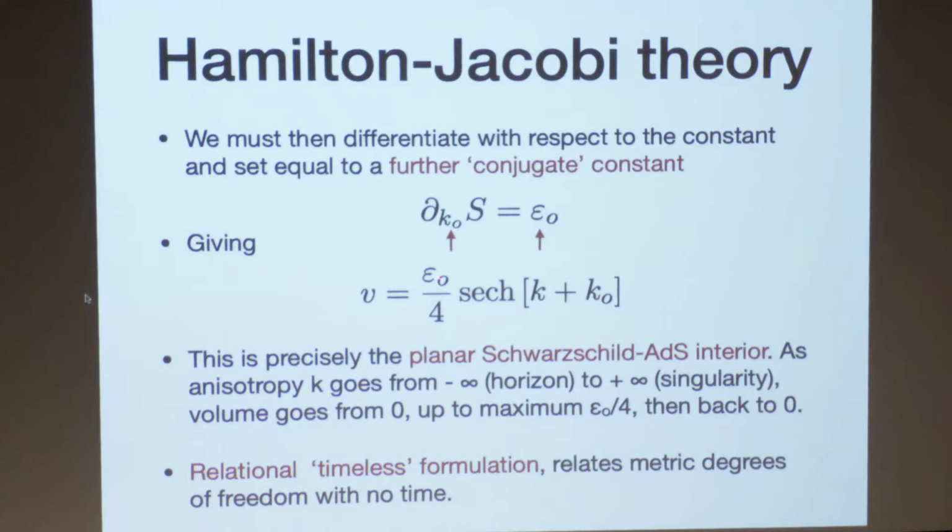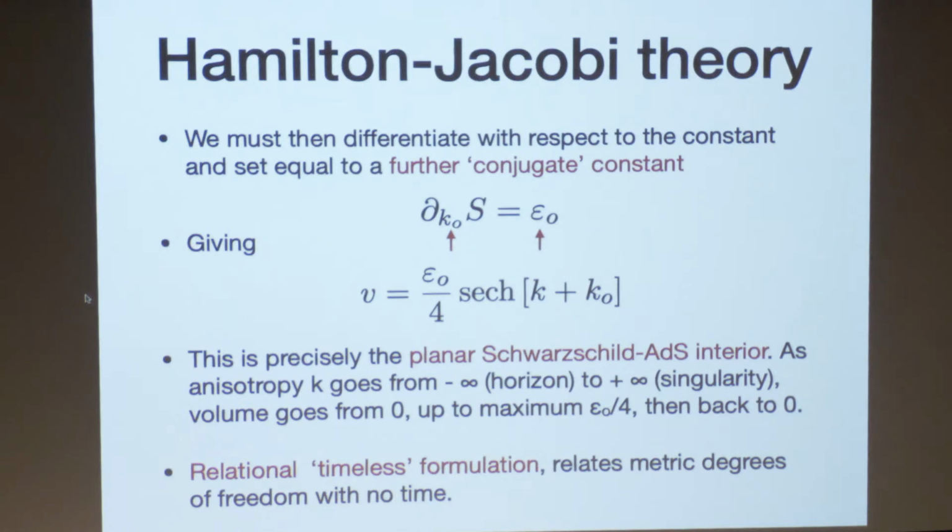So for a given K0 and epsilon 0, K runs from minus infinity. This is the interior. It's clear that these coordinates are not going to be good, but I'll come back to this in a second. So from minus infinity at the horizon to plus infinity at the singularity. And as a function of that, this is a cosh, and so it goes up and down. So V has a maximum. In fact, it's well known that for planar Schwarzschild AdS, the volume of the interior slices has a maximum. So this is a relational, timeless formulation that relates symmetric degrees of freedom without referring to any coordinates explicitly.